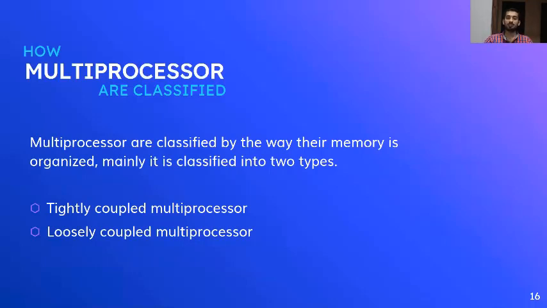How are multiprocessors classified? Multiprocessors are classified by the way their memory is organized. Mainly, they are classified into two types. We classify a multiprocessor in terms of how they manage the main memory. Number one is tightly coupled multiprocessors, and number two is loosely coupled multiprocessors. So these are the types of multiprocessor.